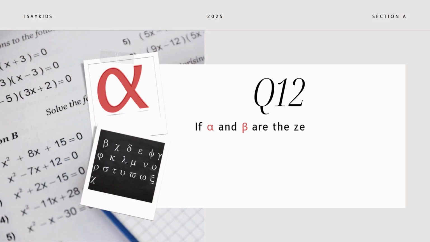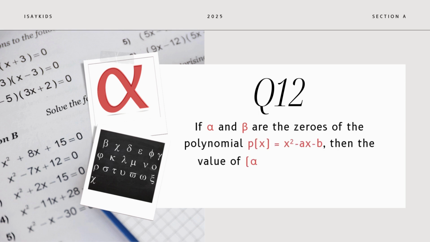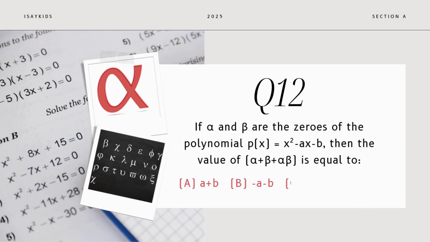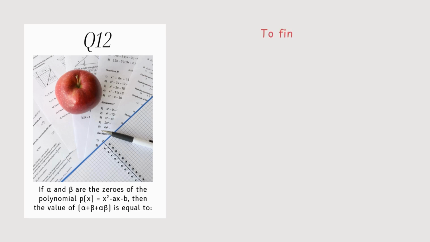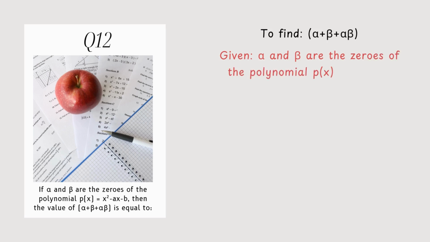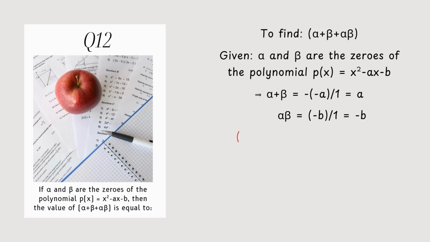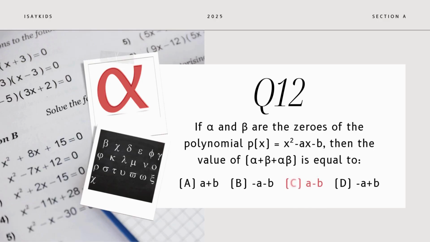If alpha and beta are the zeros of the polynomial p(x) equal to x square minus ax minus b, then the value of alpha plus alpha beta is equal to which of the given options? To find alpha plus alpha beta, we are given that alpha and beta are the zeros of the polynomial p(x) equal to x square minus ax minus b. That means sum of roots is a, product of roots is minus b. So alpha plus alpha beta, the sum of roots and product of roots, would be a plus minus b, thus a minus b. Option C is the correct option.